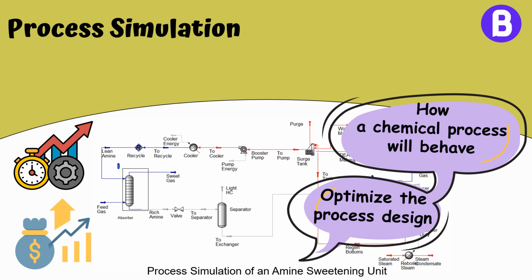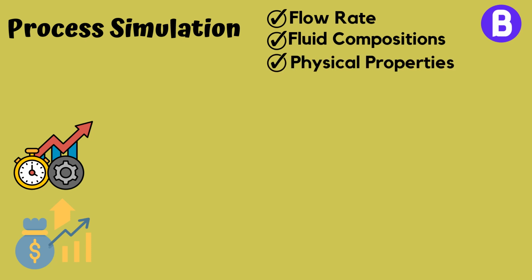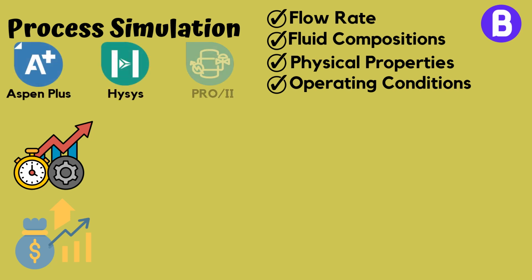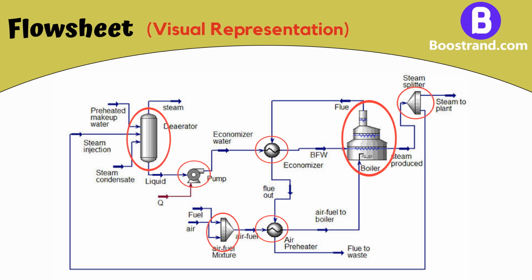Based on process simulation output, we get the main flow rate, fluid compositions, physical properties, and operating conditions that shall be used in downstream sizing activities. Process simulation is carried out by dedicated software such as Aspen Plus, Aspen HYSYS, and PRO/II. The key outputs of process simulation are the flowsheet, which provides a visual representation of the process and its various unit operations. It shows the direction of material flow, as well as the physical and chemical changes that occur as the material passes through each unit operation.